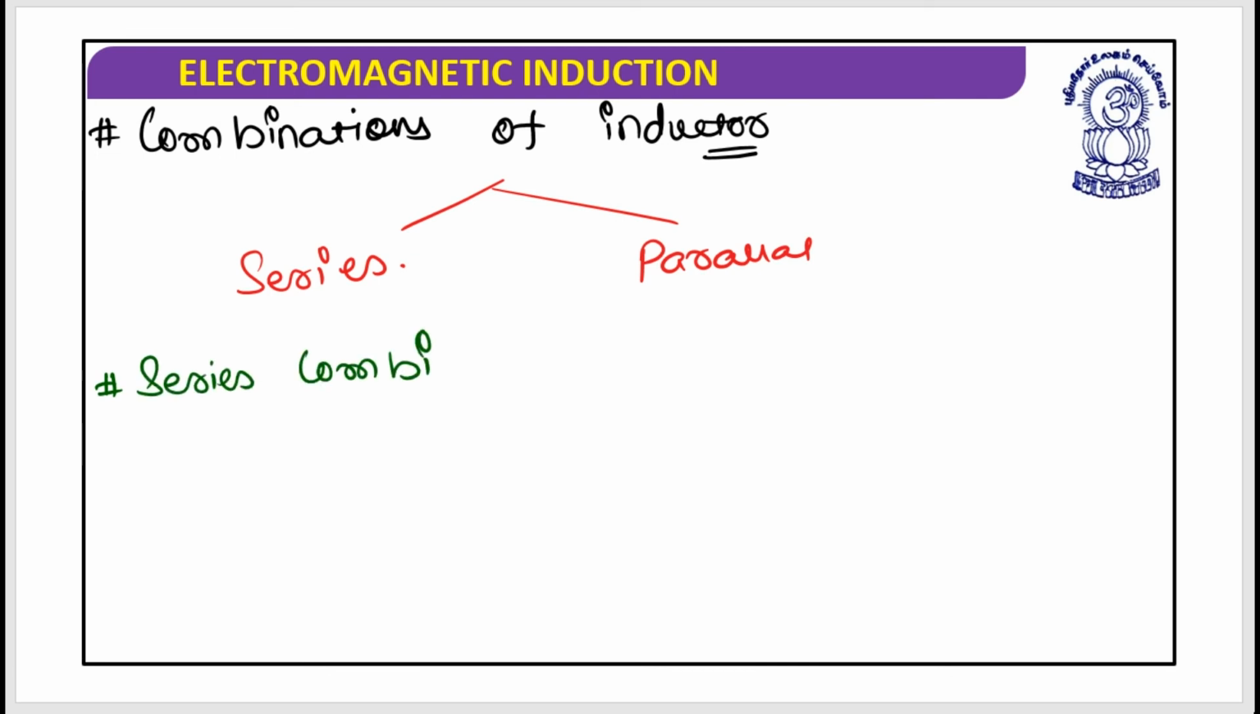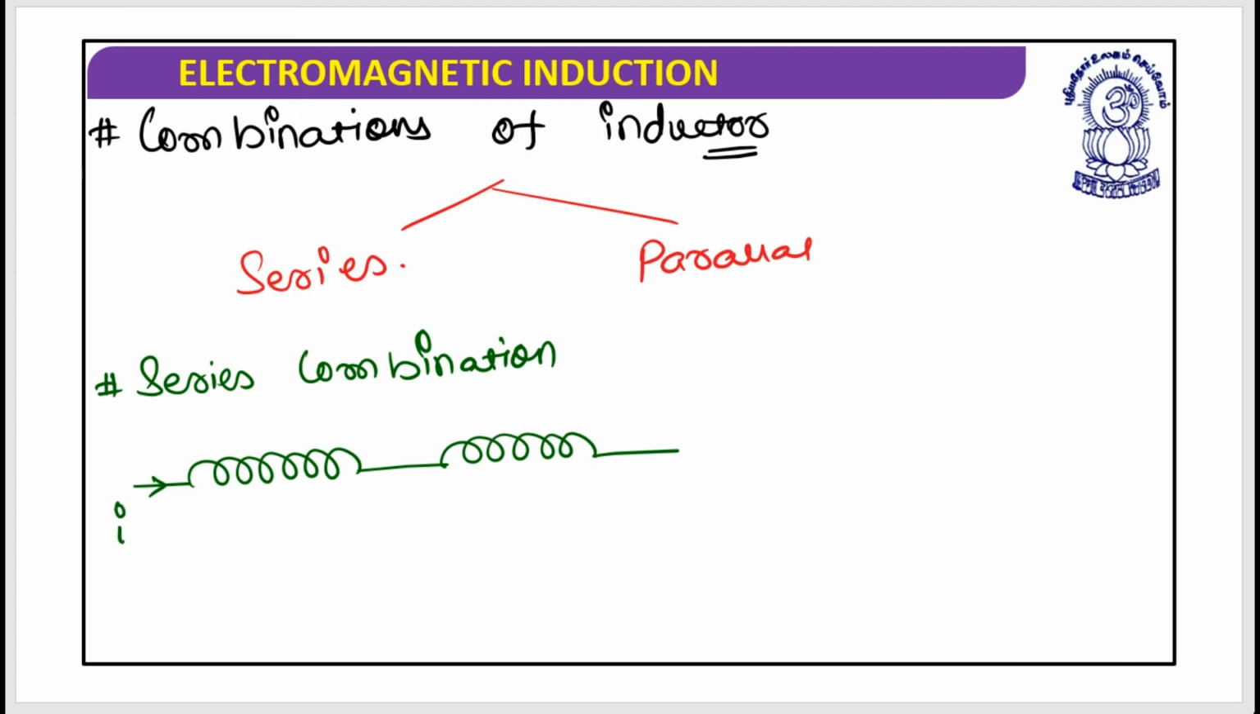When I connect inductors in series combination, it is something like this. Let's suppose this is the first inductor and this is the second inductor. Suppose a current is passed through them, and di by dt is the rate of change of this current. This is L1, this is L2. Let's suppose this is V1 and this is V2.